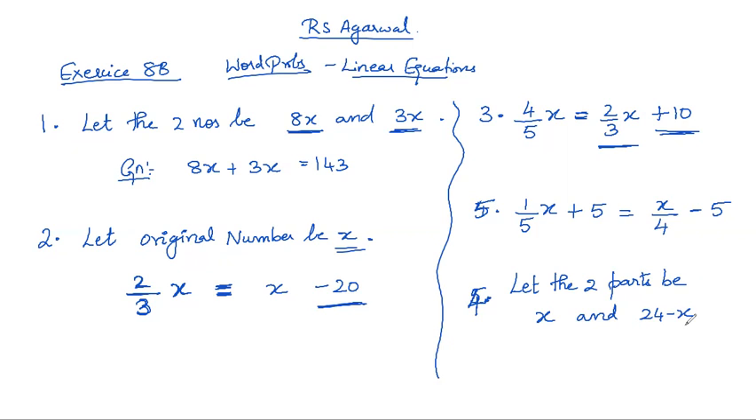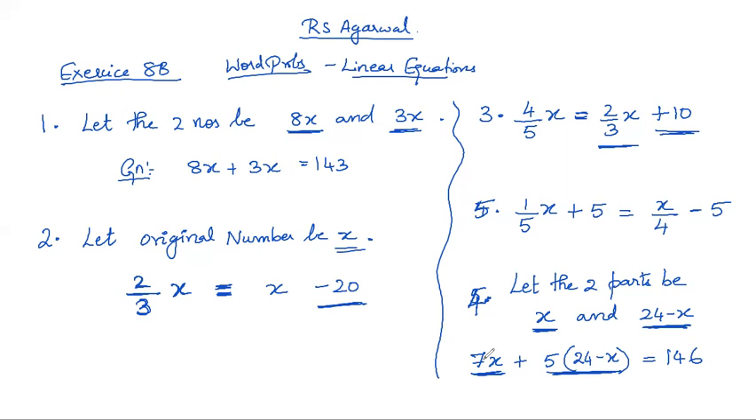Right? Such that 7 times the first part, this is the first part and this is the second part. So 7 times the first part, when it is added to 5 times the second part, 5 times 24 minus x, makes 146. So find each part. You have to find x and then find 24 minus x. Both the parts you have to find.